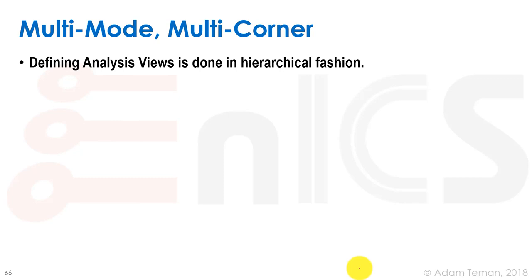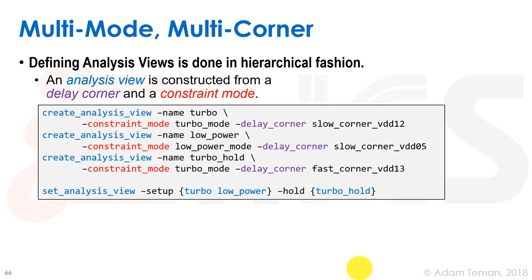So first of all, we have to design the analysis views. We're going to look at it top-down, because I think it's more clear than looking at it bottom-up. An analysis view, as we said, has to define a mode and a corner. Modes are defined with something we call the constraint mode. Corners are defined with something we call a delay corner. Assuming that we have already defined delay corners and constraint modes, which we'll show on the next slides, we can write: create_analysis_view -name turbo -constraint_mode turbo_mode.